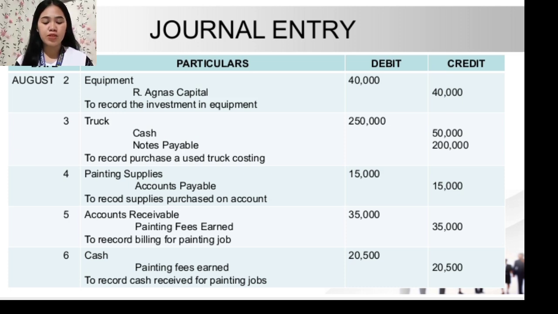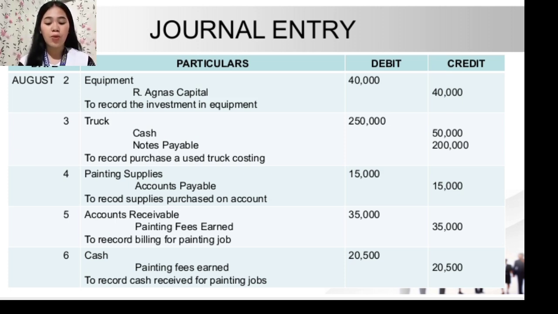Example problem. Ramon Agnes is a house painter. During the month of August 2012, he completed the following transactions. August 2, began his business with equipment valued at 40,000 pesos. The debit here is the equipment, cost 40,000 pesos, and the credit here is Ramon Agnes, capital, 40,000 pesos. To record the investment in the equipment.